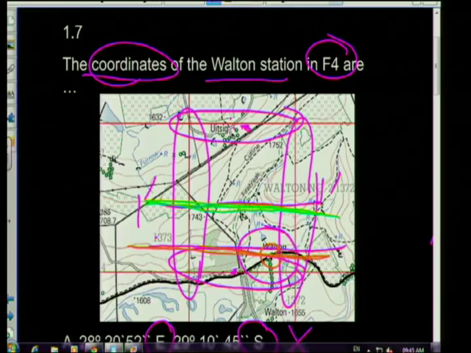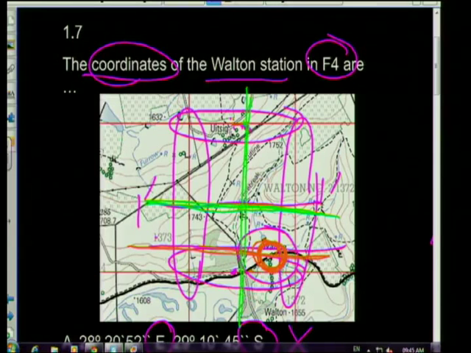Note the position of Walton Station. So, from latitude coordinates, I will be able to determine that my seconds should be almost or greater than 45 seconds. If I look at my longitudes, let's use another color here. Here's my halfway point for my longitude in that block.